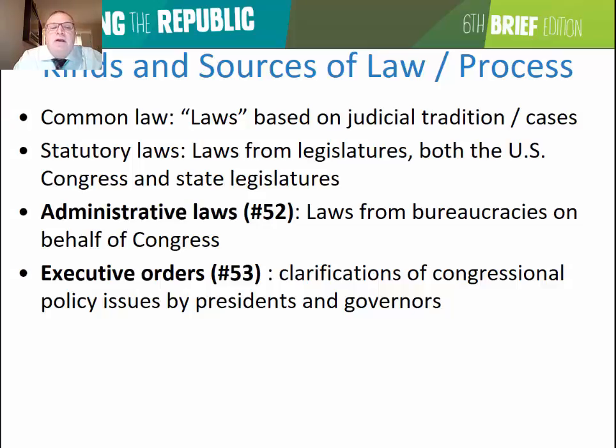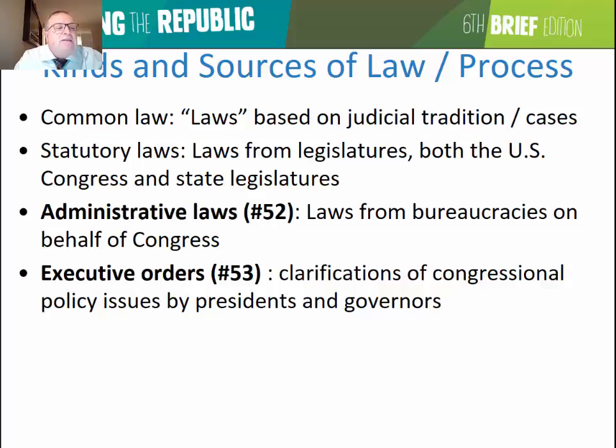Statutory law, those are, again, like the civil law, the codified law, laws from legislatures, both the U.S. Congress and the state. Administrative laws, number 52. Those are laws from bureaucracies on behalf of Congress. That's the president's executing arm of the law, departments and agencies. Executive order. Oh, and I want to go back to 52.